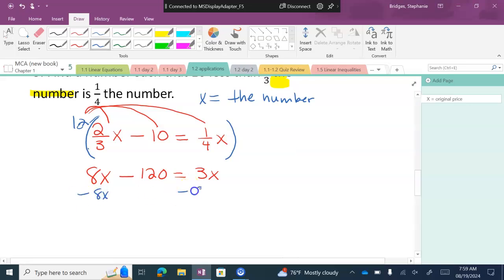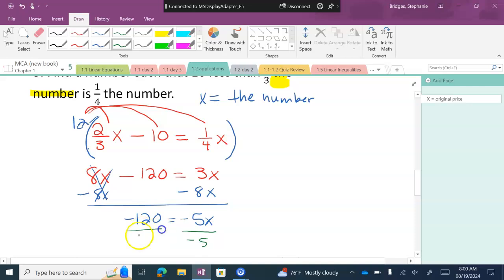I'm going to move my 8x over with that 3x so that I can get all the x's together. Keep that constant term by itself. 3 minus 8 is -5. Then we're going to just divide by -5. And what is x? What is the number in this case?